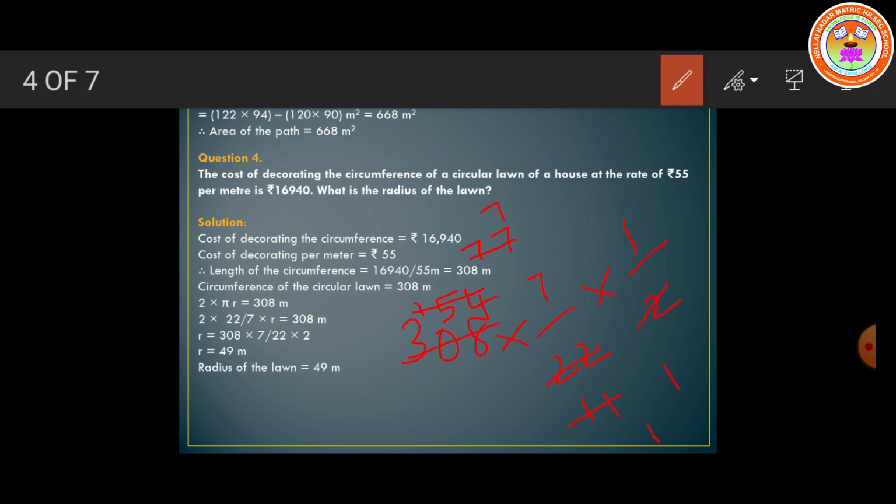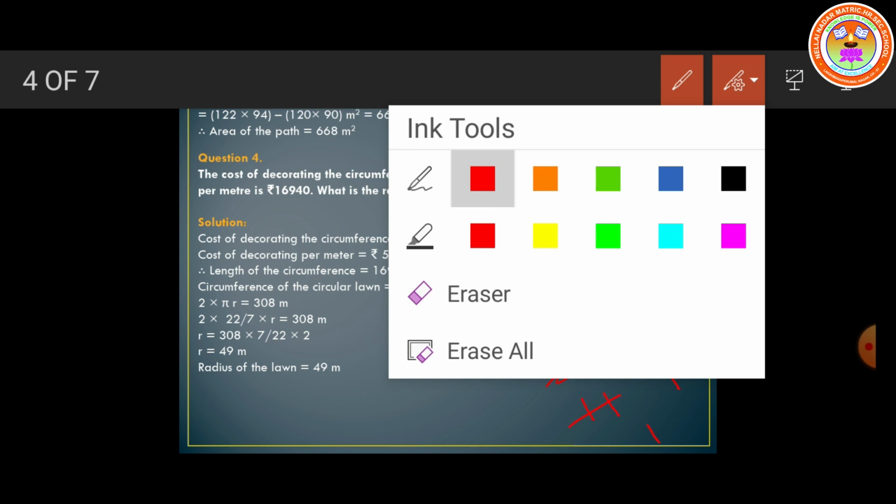That is 7 into 7, what? 49. So r is equal to 49 meter. So the radius of the lawn is equal to 49 meter. Can you understand all of you? Can you understand how you find that one? The radius of the lawn. How do you find that one?